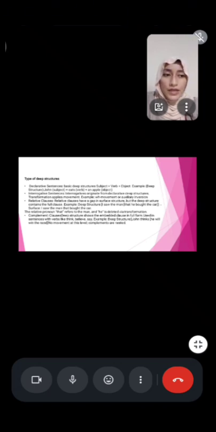Complement clauses. Deep structure shows the embedded clause in full form. Used in sentences with verbs like think, believe, say. Example deep structure: John thinks he will win the race. No movement at this level. Complements are nested.